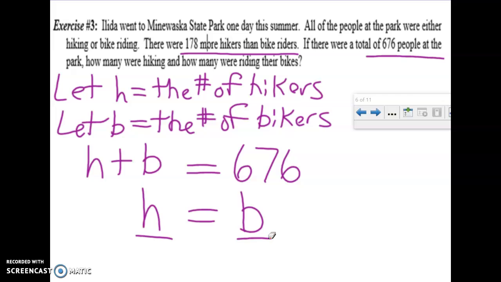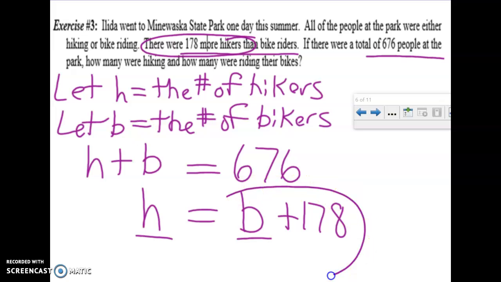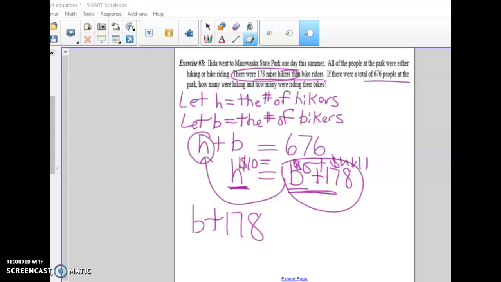Now, how much bigger? Well, that is actually told to us. 178 more. So if I add 178 to the smaller number, I'm going to represent the number of hikers. Okay? So that actually makes a true statement. Now, how could we go about solving this? Take this expression right here and substitute it into this equation for H. And now I just got to find some room to do that. I've substituted in for H.